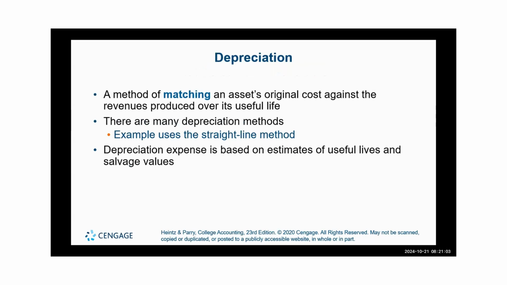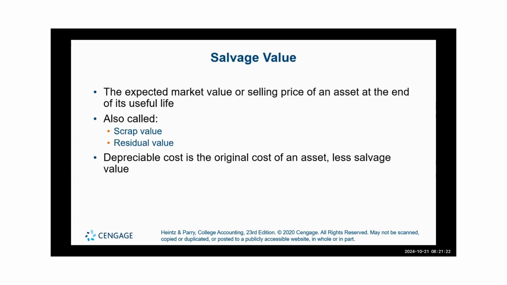We depreciate the asset. We are going to use the straight line method. The appendix for chapter 5 has a lot of different methods for depreciation, and if you're really excited about that, you can go check it out and learn a little bit more, but we're just going to talk about straight line. So the salvage value is the expected market value or selling price of an asset at the end of its useful life. The depreciable cost is the original cost of the asset minus its salvage value. For our homework, all of your assets are going to have a 0 salvage value. Okay, I'm going to show you an example right now.